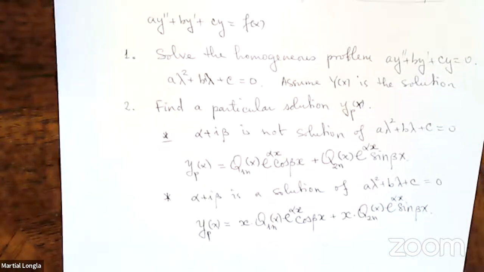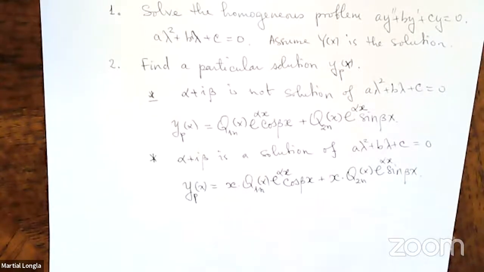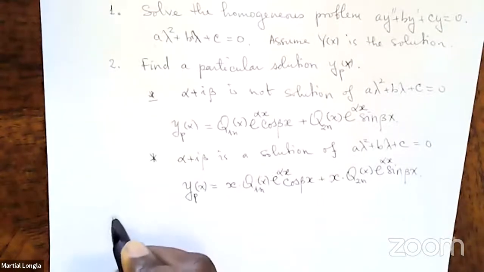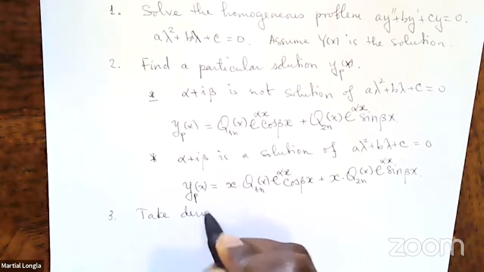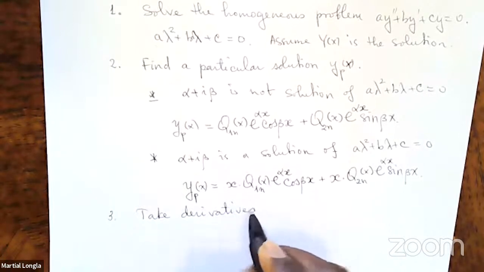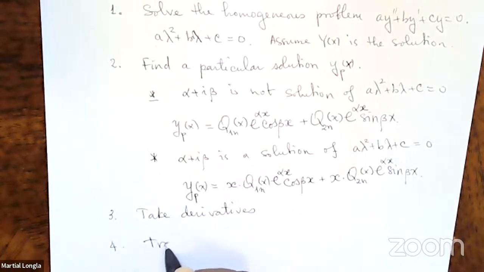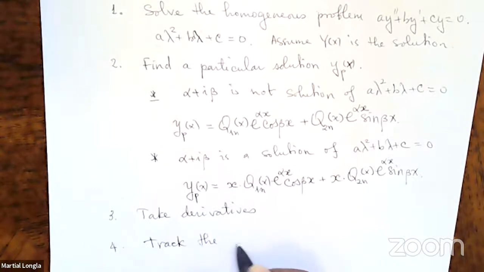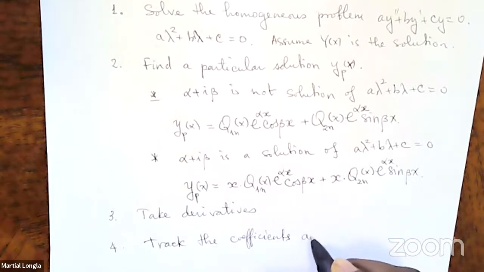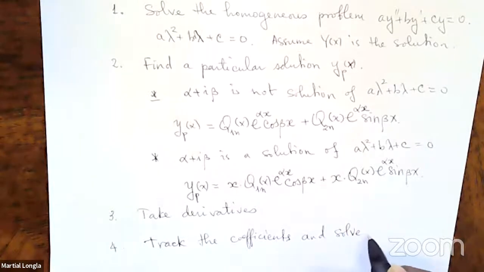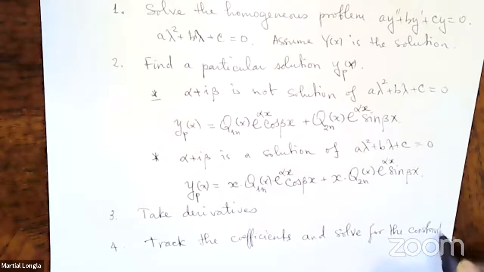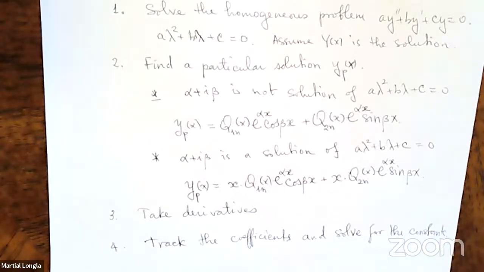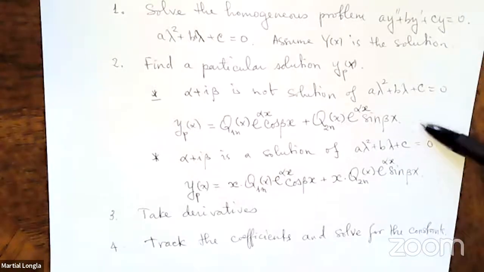That's it. Once you have the proper formula for yp, then you go to the next step, you take derivatives. Then you go to the next step, you track the coefficients and solve for the constants. That's it. That's the full method. Again, it has two pieces.